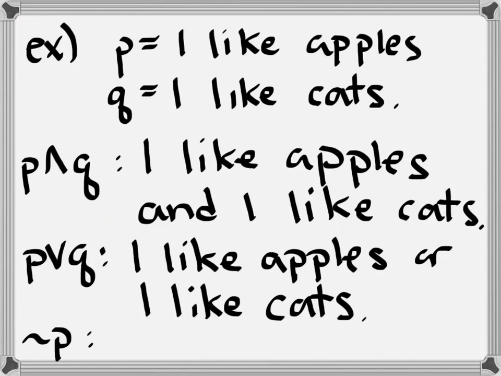Now, let's say I wanted to symbolize the phrase "I don't like apples." Well, "I like apples" is denoted by P, and with the tilde sign, that little squiggle, that means not. So literally, the tilde P is not "I like apples," but to understand that in terms of English, we say "I don't like apples."